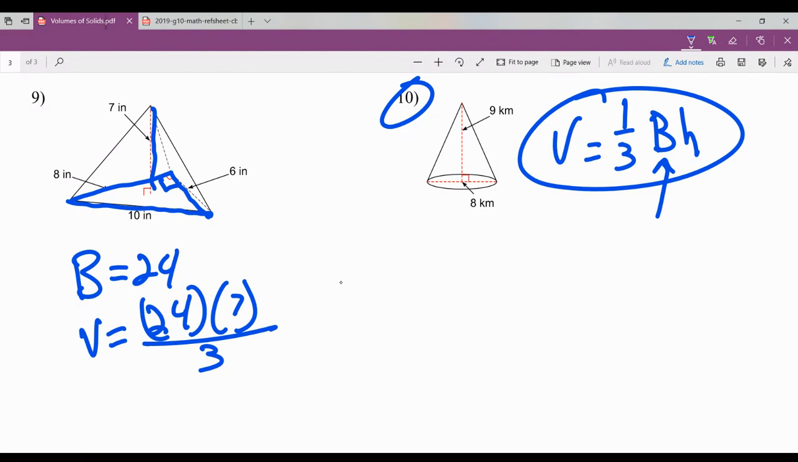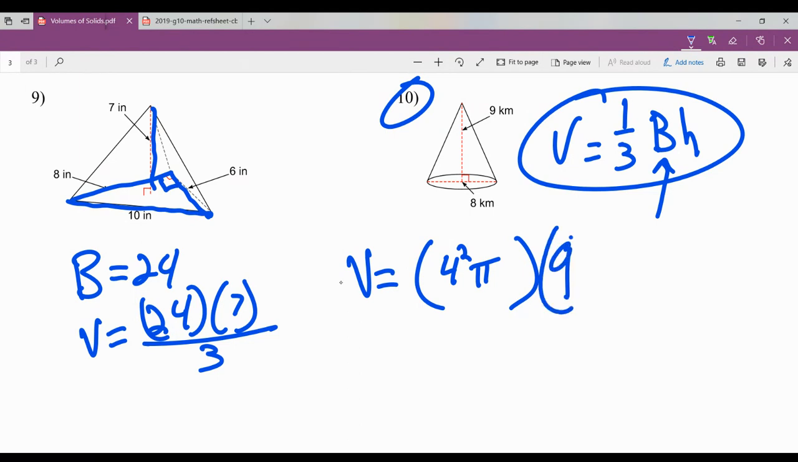So for number 10, the area of the base is, well, this is a diameter of 8, so the radius is 4. So the area of the base is 4 squared times pi. There's your area of the base. The height of the entire cone or circular pyramid is 9. So there's your height, and the whole thing has to be divided by 3. And this would be it.